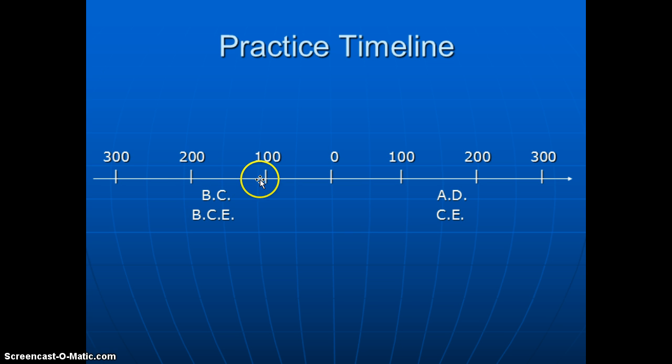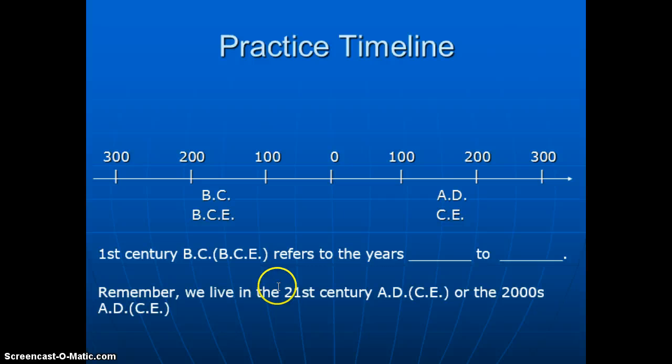From 199 down to 100 is the 2nd century BC. All right, so let's look at some little examples. If you look at the timeline up above, you can see the 1st century BC again refers to the years 99 to 0. One way to help yourself remember is we live in the 21st century AD or CE, and the years are the 2000s. So that might help you, okay?